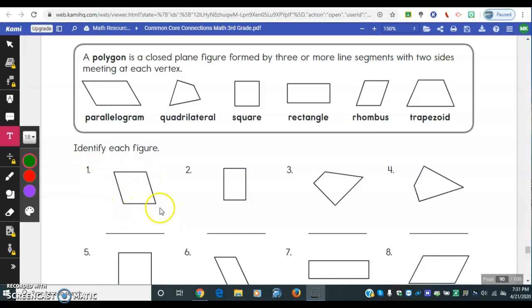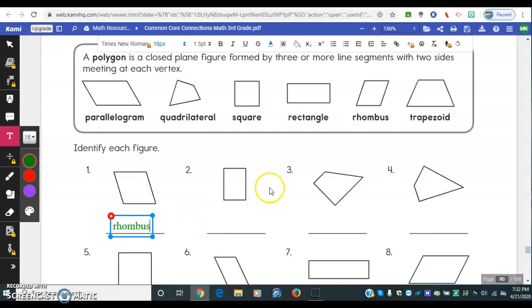Looking at number 1, it looks a lot like a parallelogram or a rhombus. And remember, the difference between a parallelogram and a rhombus is a rhombus is a special kind of parallelogram where all sides have to be the same length, right? Whereas a parallelogram just has to have parallel top, parallel bottom, parallel sides, and the length of the sides doesn't matter. If I look at this shape, I notice that the sides all appear to be the same length. So yes, it's a parallelogram, but because all sides are the same length, the best name for this is rhombus.